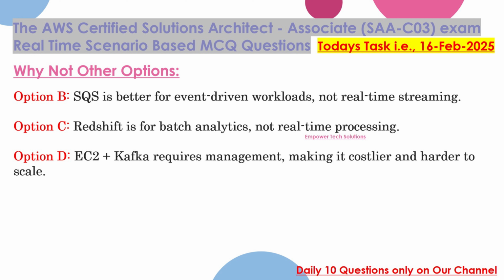Why not other options? Option B. SQS is better for event-driven workloads, not real-time streaming. Option C. Redshift is for batch analytics, not real-time processing. Option D. EC2 plus Kafka requires management, making it costlier and harder to scale.